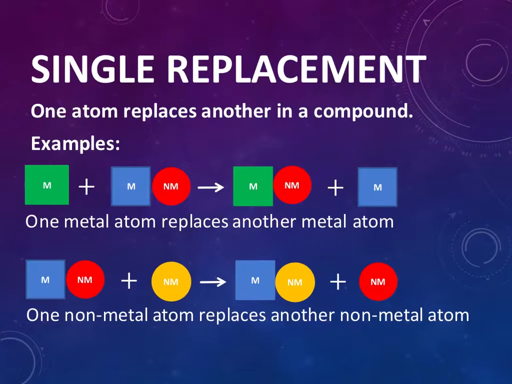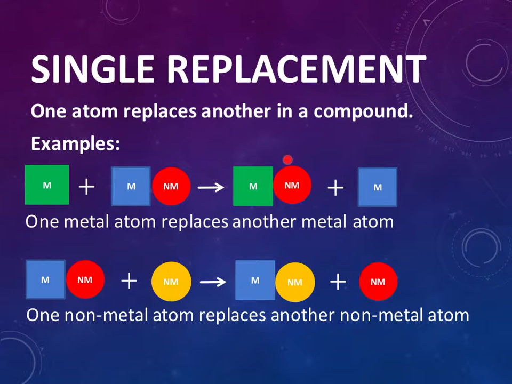So the most simple chemical reaction type is the single replacement. And basically what's happening here is one atom, which is free, is going to replace another atom in a compound. And that atom that it's replacing is now going to become free. So let's look at it here. We have a free metal here, and then we have an ionic compound here. Metal, non-metal, so that's an ionic compound. And we're going to replace this metal with this metal.